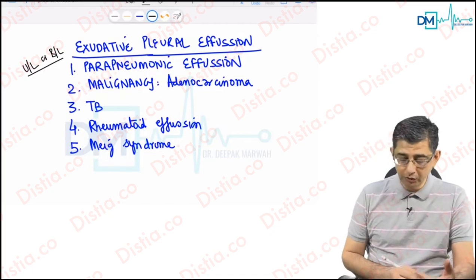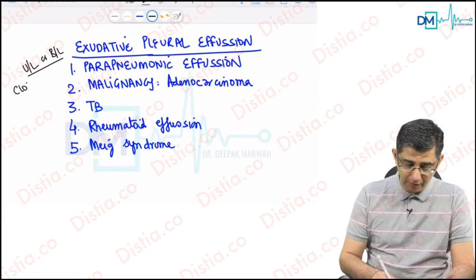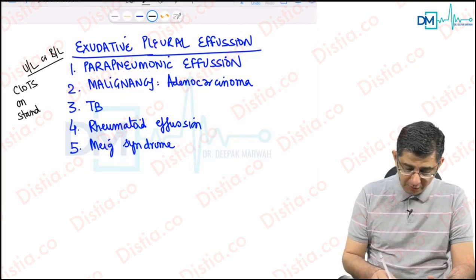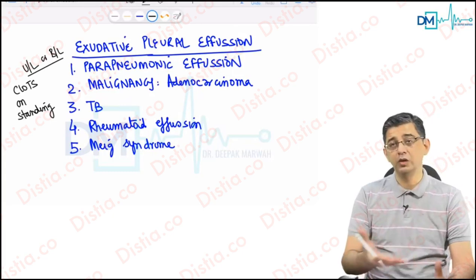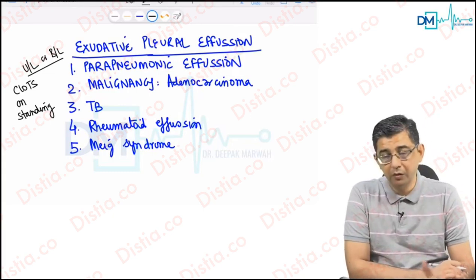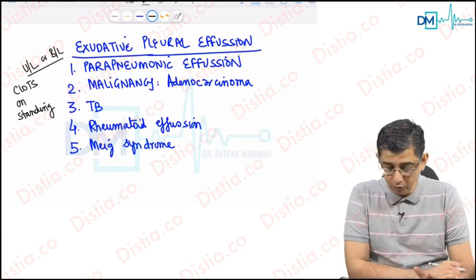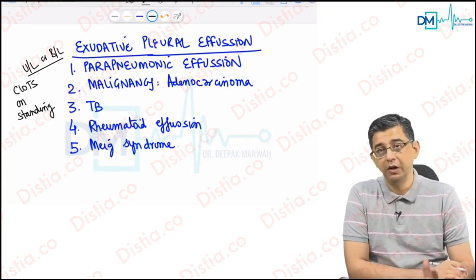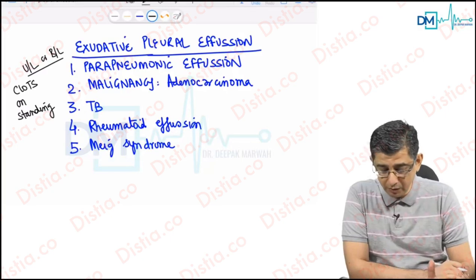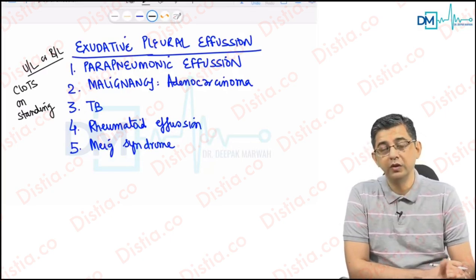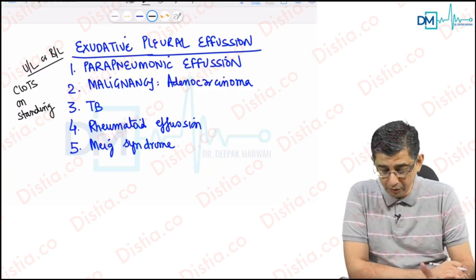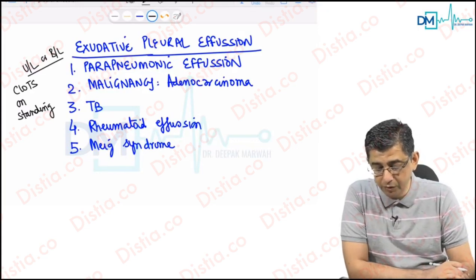If you do a thoracocentesis, you will notice that the fluid clots on standing in an exudate, whereas a transudate would be just like water, transparent, and would never clot. Now, we do have Light's criteria by which we can differentiate a transudate versus an exudate, but when you take out the fluid in a syringe, you can obviously notice that the fluid clots on standing in an exudative pleural effusion.